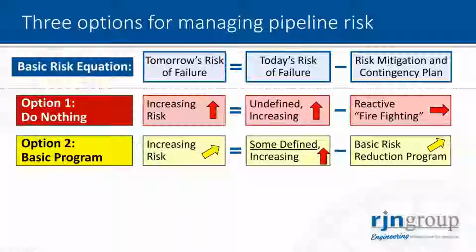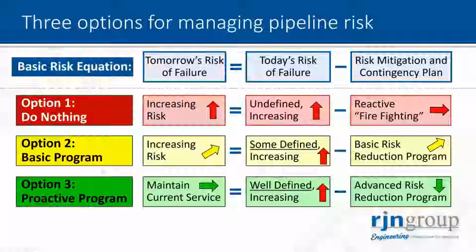Most utilities, I'd say, are in option 2 with a basic risk reduction program. Their overall risk is still increasing, maybe not quite as fast, because some of their risk has been defined. We'll talk about how to do that in a second, but their overall risk is still increasing, and they do have some type of basic risk reduction program in terms of replacement or assessment to address leaks or structural failures.